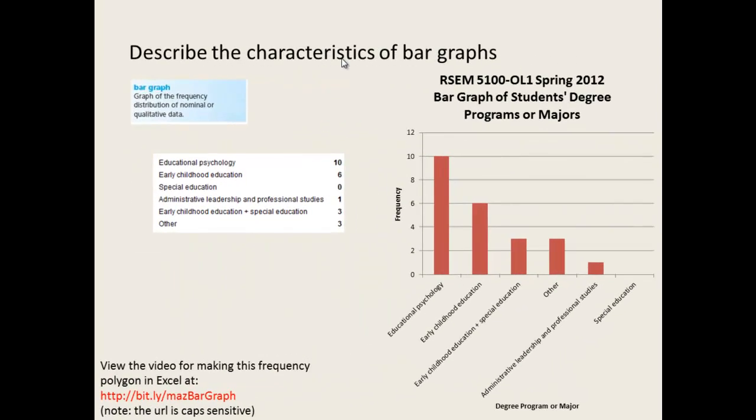Also from the student survey, I have the bar graph for the degree programs or major for RSEM5100 Spring 2012 classmates. The variable, degree of program or major, is qualitative and, as such, is a nominal level variable. Thus, it doesn't make sense to ascribe a meaningful number to each type of program. To represent this fact, these bars have gaps between them, and I've ordered the graph so it is obvious to see the most common and least common majors.